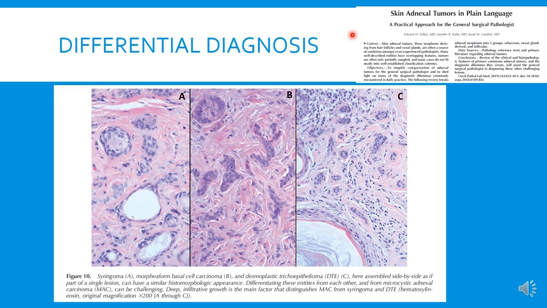It is from the same article, A Practical Approach for General Surgical Pathologists, that highlights beautifully the difference between syringoma, morphiform basal cell carcinoma, and desmoplastic trichoepithelioma. Without the caption, you will think that these three are the same tumor, that is syringoma. However, differentiating these entities from each other and from microcystic adnexal carcinoma is very challenging. So, deep infiltrative growth is the main factor that distinguishes microcystic adnexal carcinoma from syringoma and desmoplastic trichoepithelioma.